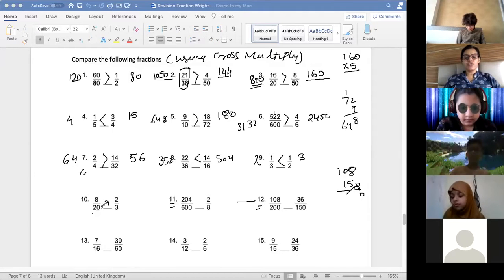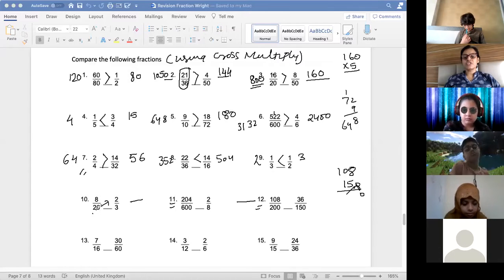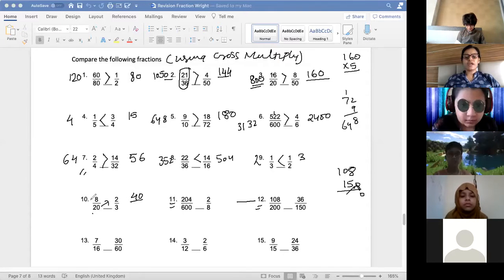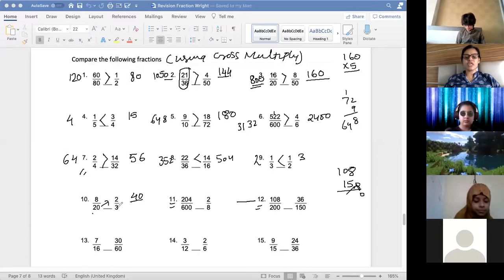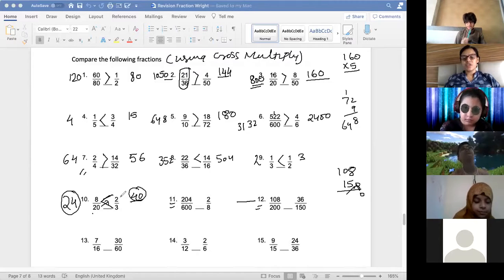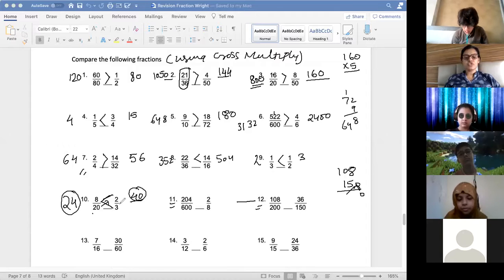Where will you write the answer? 20 into 2, I will cross multiply and write the answer near the numerator. So numerator is 2, multiply 20, cross denominator. Answer is 40. Now multiply 3 and 8, numerator is 8. So 8 times 3 is 24. Now check which one is greater, 24 or 40. So 40 is greater, so this side of the fraction is greater. Is it clear, Hamza? So 2 by 3 is greater than 8 by 20.